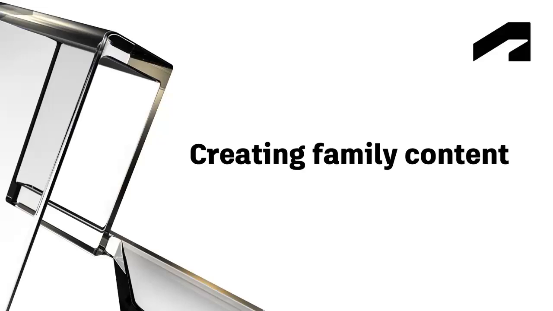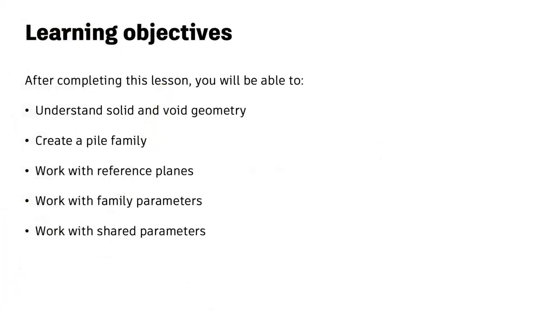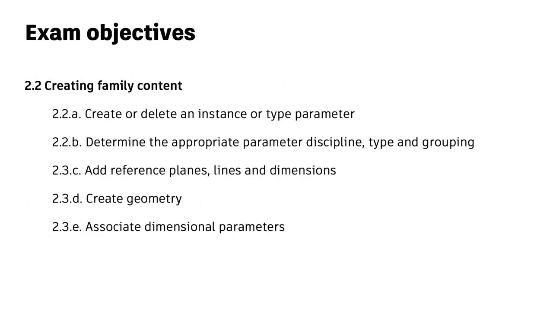After completing this lesson, you will be able to understand solid and void geometry, create a pile family, work with reference planes, work with family parameters, and work with shared parameters. The objective domains covered are 2.2a, create or delete an instance or type parameter. 2.2b, determine the appropriate parameter discipline, type and grouping. 2.3c, add reference planes, lines and dimensions. 2.3d, create geometry. And 2.3e, associate dimensional parameters.